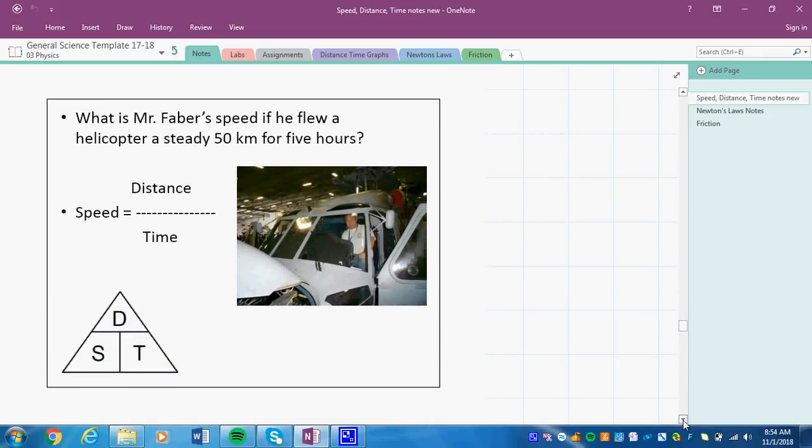Mr. Faber, what is Mr. Faber's speed? By the way, that's him in this Bell helicopter. What is Mr. Faber's speed if he flew a helicopter steady for 50 kilometers for 5 hours? Right, so we're finding speed again. Let's put our thumb over the S, and we would take 50 divided by 5. Okay, hopefully you guys can get this one without using your calculator. I'll wait. Okay, 50 divided by 5. Hopefully you got 10 kilometers per hour.